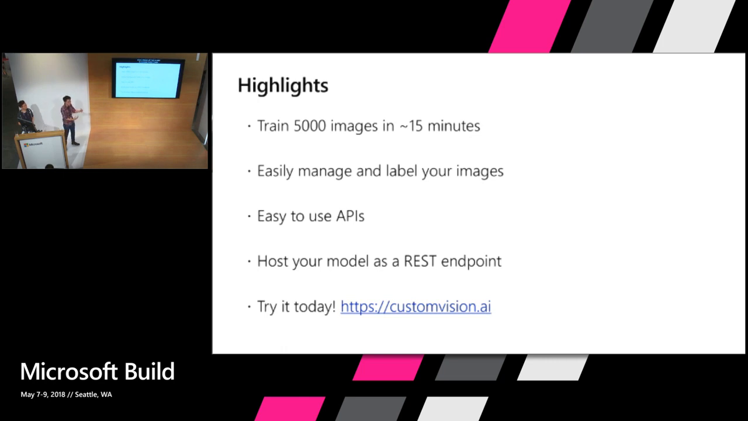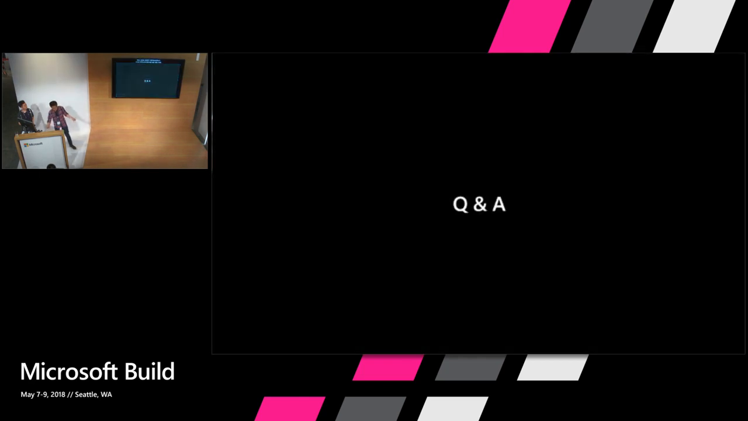And finally, once your model is ready, it's trained, we will host it as a REST endpoint. So all you have to do is make REST API calls to that endpoint, and you will have object detectors in your application. And we are free to try today. It's available on customvision.ai. So yeah, give it a try. Yep, that's it. So we'll take some questions. I think our session ended a little earlier because we started earlier. So we'll just have more time for questions, I guess.